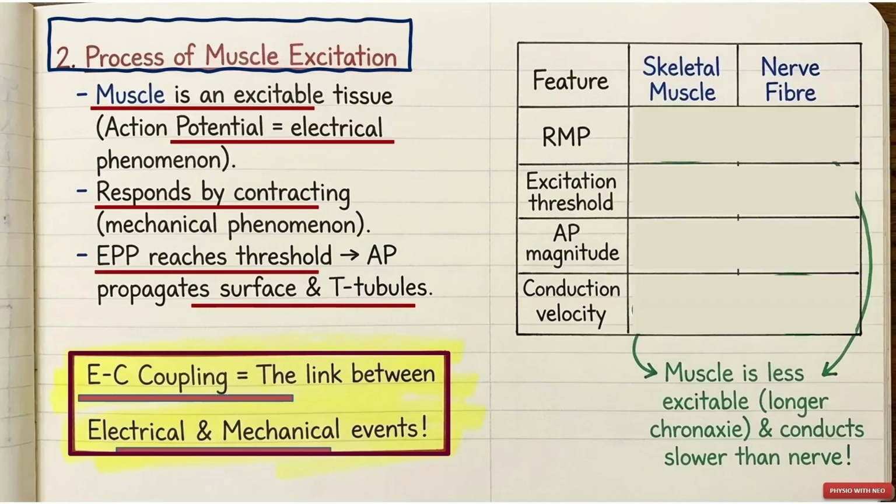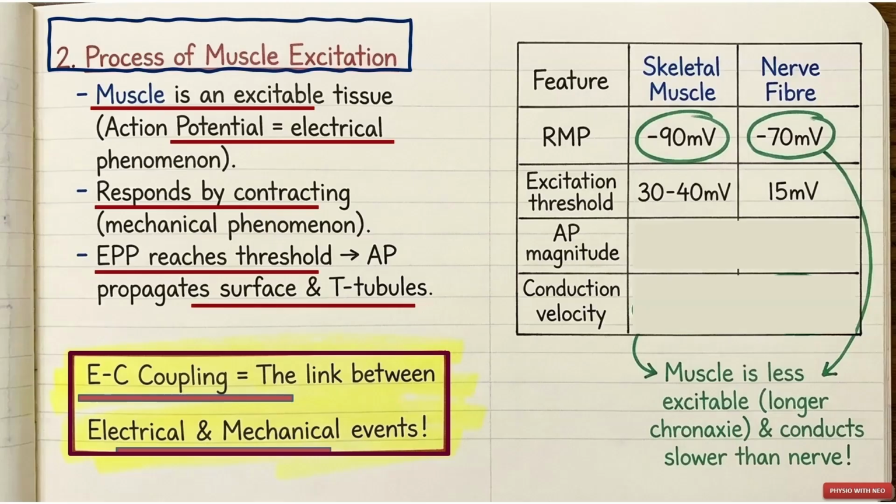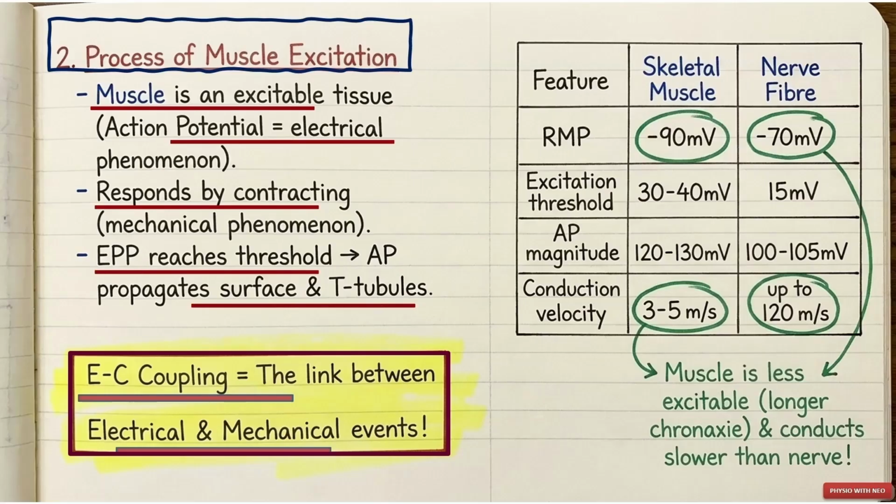Now, one very important exam point. Skeletal muscle has a resting membrane potential of minus 90 millivolts, whereas nerve shows about minus 70 millivolts. The excitation threshold for skeletal muscle is 30 to 40 millivolts, whereas for nerve it is 15 millivolts. Also, the action potential of skeletal muscle is much longer than that of nerve, and conduction velocity is lesser than that of nerve. But don't get lost in the numbers. For this topic, the important concept is that the action potential reaches the tubules and excitation-contraction coupling begins.